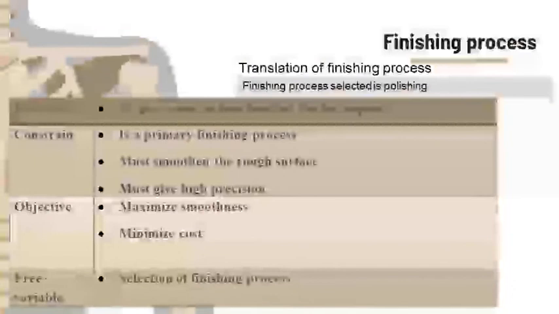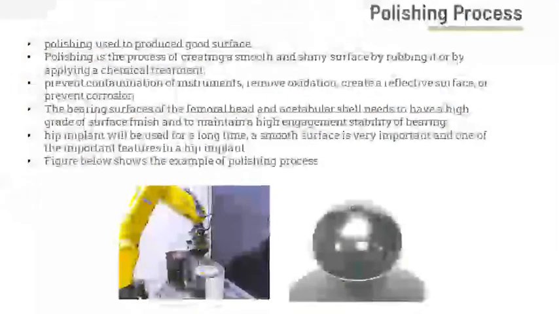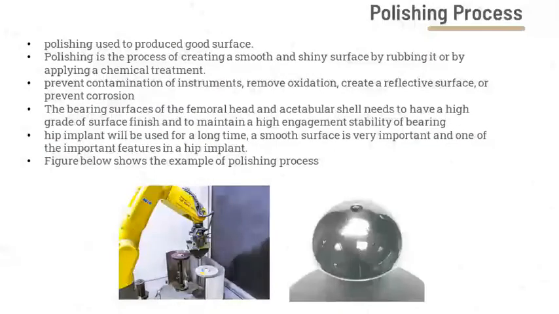The last one is translation of the finishing process. The finishing process selected is polishing. Function: to give a high grade surface to the hip implant. Constraint: it is a primary finishing process, must be smoother than rough surface. Objective: maximize smoothness. Polishing is used to produce a good surface.